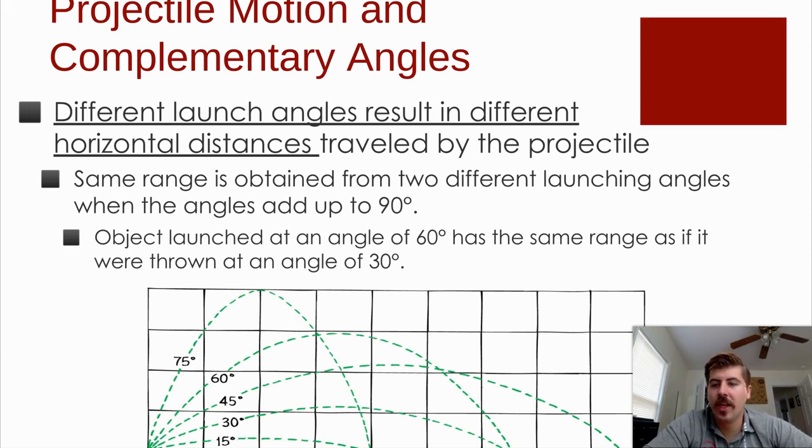Motion and complementary angles: different launch angles result in different distances. What you're going to want to know here is that 45 degrees is going to be your best bet, because it's somewhere in the middle between 90 degrees and 0 degrees. It's going to give you your longest distance for any kind of projectile. With 90 degrees you're not going to get much, and with 0 degrees you're not going to get much, but we'll play with that in the simulation.